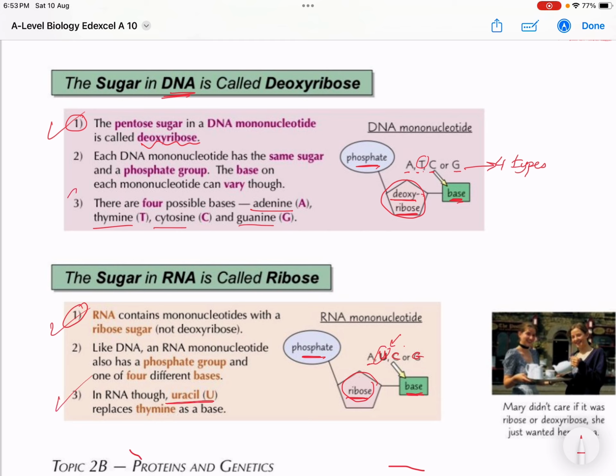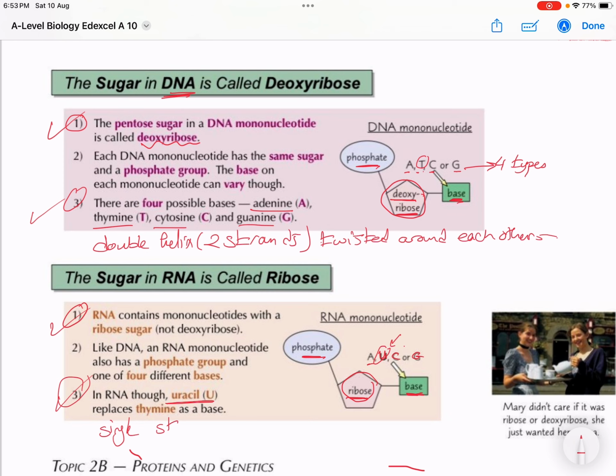So that's the second difference. Check. The third difference, it's not really directly stated here, but the third difference is DNA is made up, guys, of a double helix. It's made up of 2 strands that are twisted around each other. While the RNA is made up of only 1 single strand. Only 1 single strand, and that's really the third difference. So the third difference, checked.